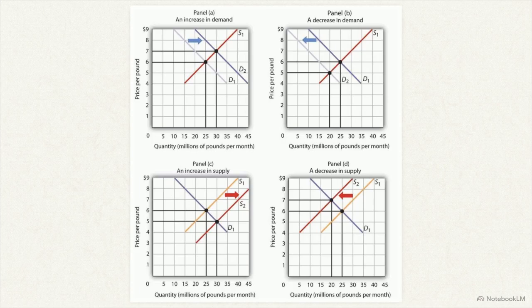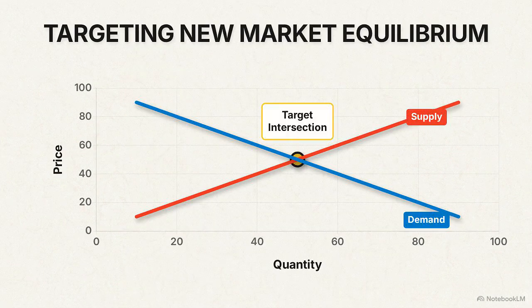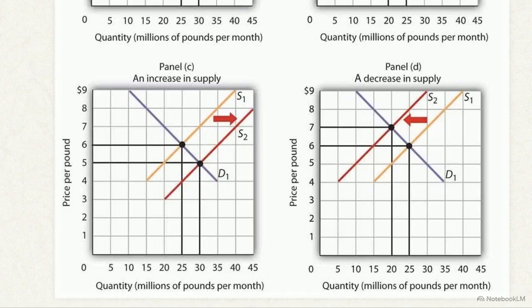This four-panel grid illustrates the rules. Step 1. Identify if the event affects buyers or producers. Step 2. Shift the line horizontally. Increase is always to the right, decrease is always to the left. Step 3. Find your new target intersection. Trace dotted lines back to the axes to read your final price and quantity.